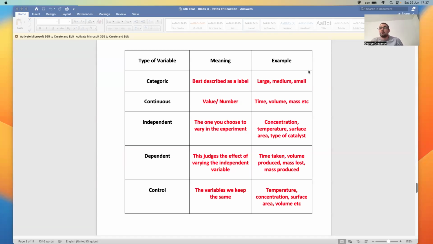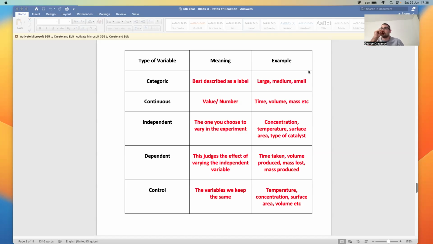The last lesson in the rates of reaction series is going to be very important for not just rates, but any experiments. We're going to talk about variables, how to talk about repeatable, reproducible results, and explaining those experimental long 6-mark questions. So first we need to consider different types of variable and their meanings.